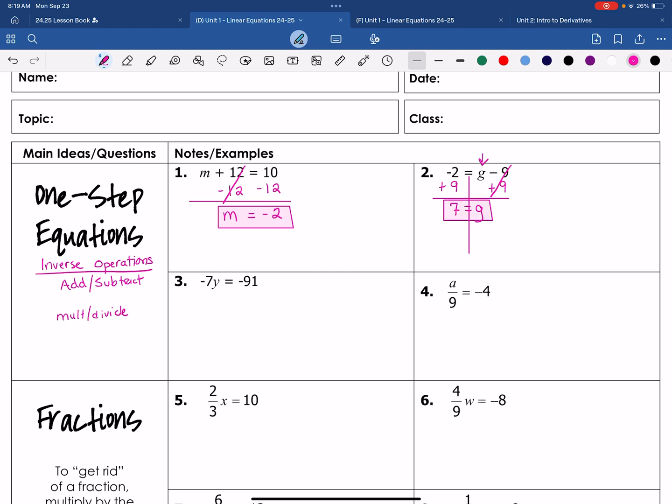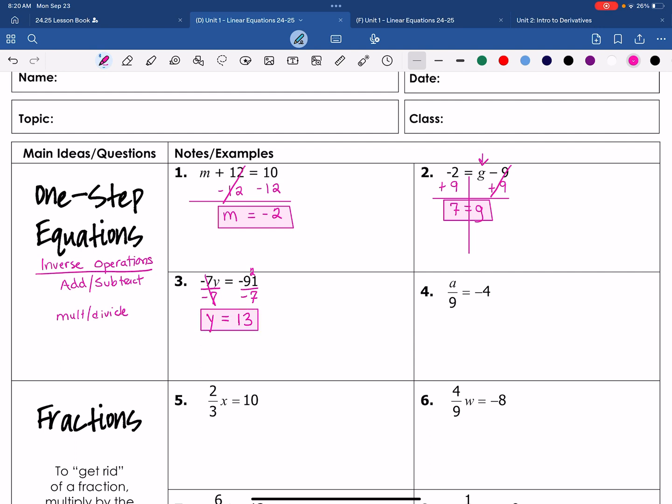The next thing that I have are my multiply and divide. So whenever I have a variable next to a number, like I do in this situation, negative 7 times y, I'm going to use division to undo this operation. So I'm going to go ahead and divide by negative 7 to either side. Negative 7 divided by negative 7 just gives me y. And now I know a negative divided by a negative is a positive. 7 goes into 9 one time. With 2 left over, 7 goes into 21 3 times, so I get y equal to 13.